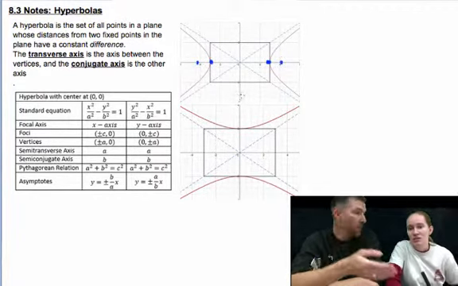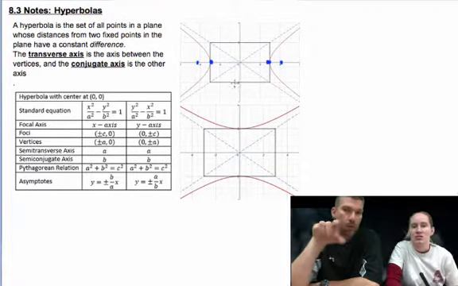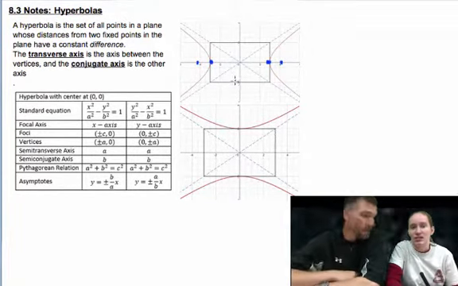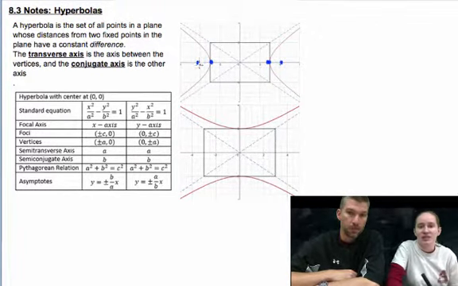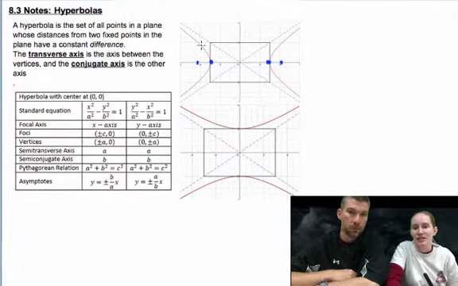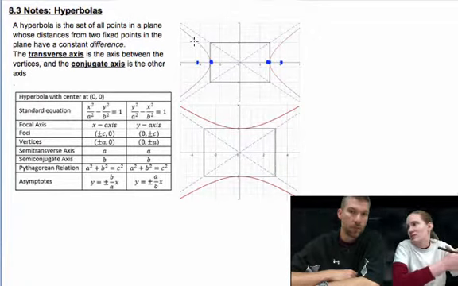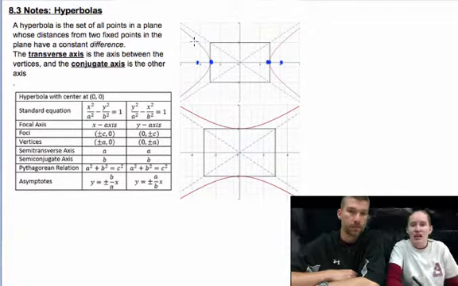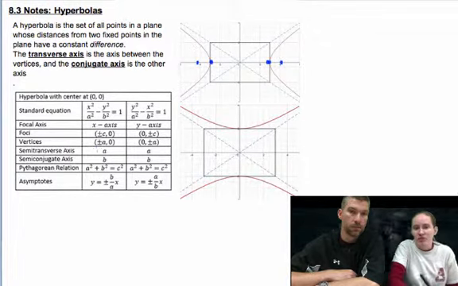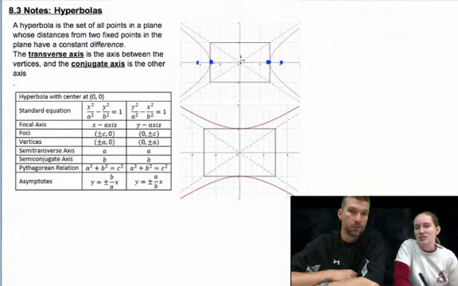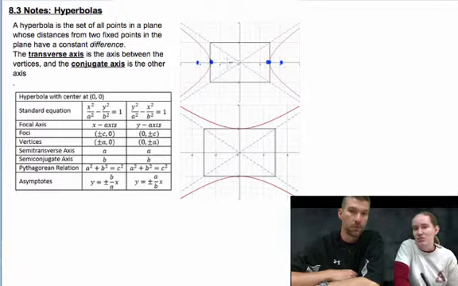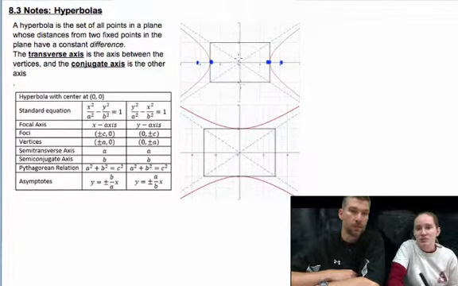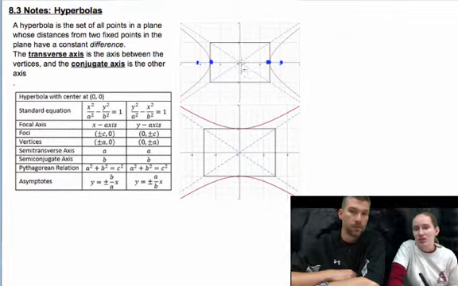So again, the hyperbola is bent around a focus. This time each of these points ends up being a constant difference, whereas in an ellipse it was a constant sum. The transverse axis is the axis that goes between the vertices, so this direction would be the transverse axis. The conjugate axis, the opposite one, goes the other direction.